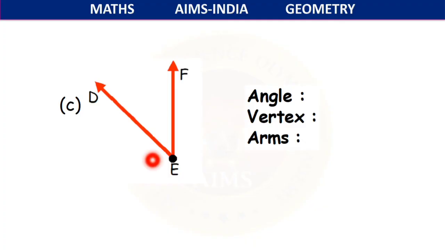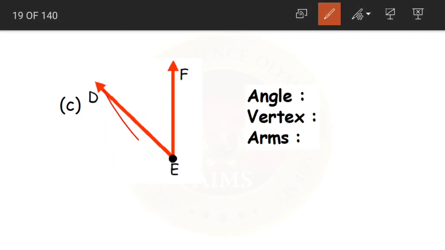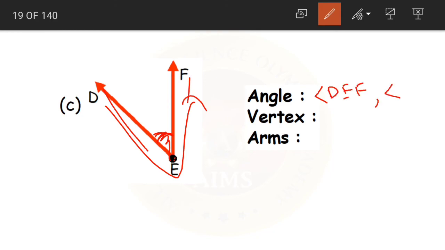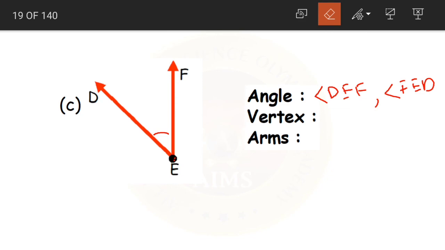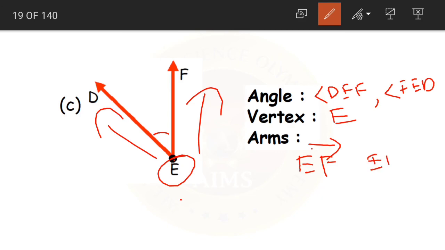Now question C. See again, what is the angle here? These two rays are meeting at E. So the angle would be here. The angle name would be DEF or it can be angle FED. What is the rule for writing the angle name? The middle letter should always be our vertex. So what is the vertex here, children? They are meeting at E. So E is the vertex. Coming to the arms, they are ray EF and ray ED.